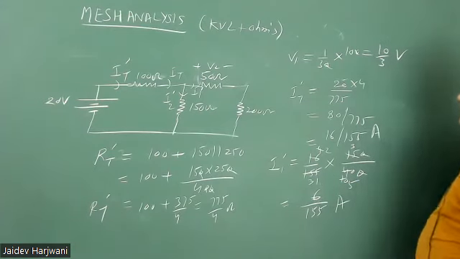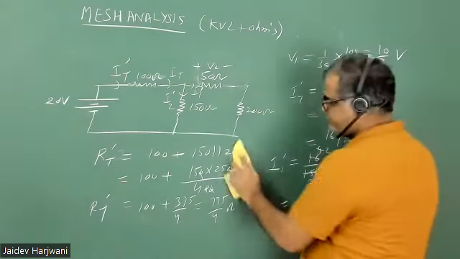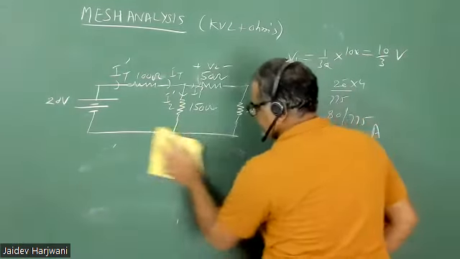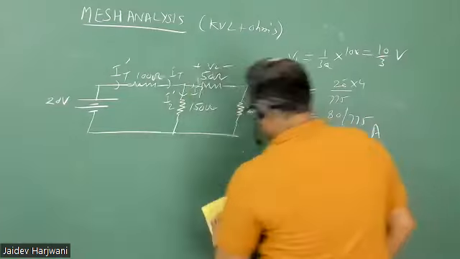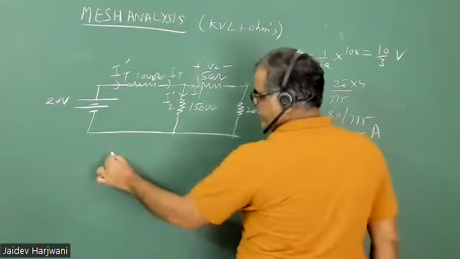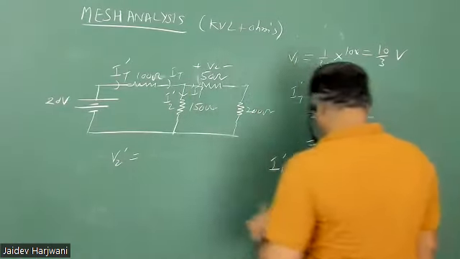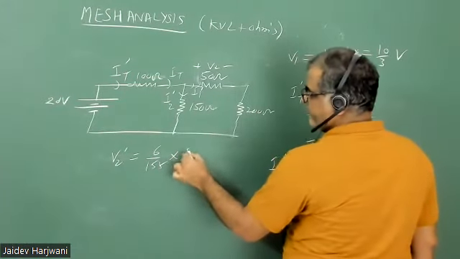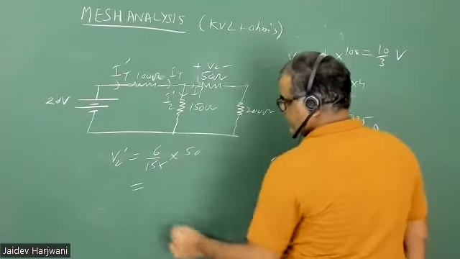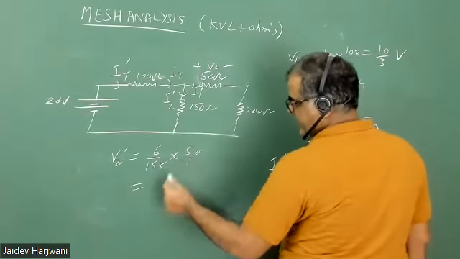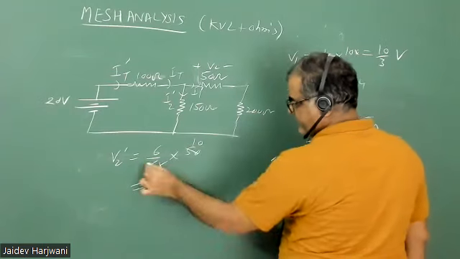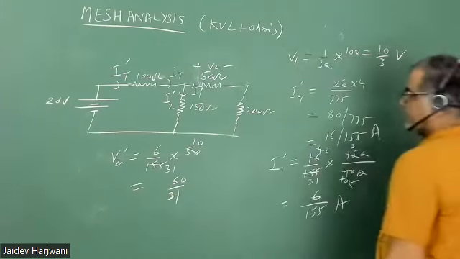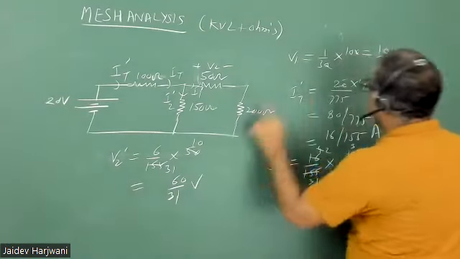Now find the voltage V2. For voltage V2 dash, the current is this much, 6 upon 155, into 50 ohm. So this is again 5. How much will come? Tell me. 5, 10, 31, 60 upon 31 volts. Yes, sir. Now you find V1 by V2.